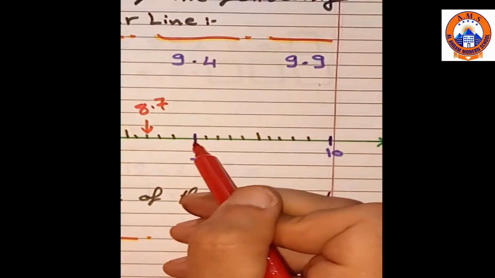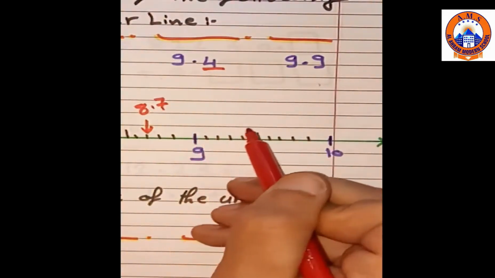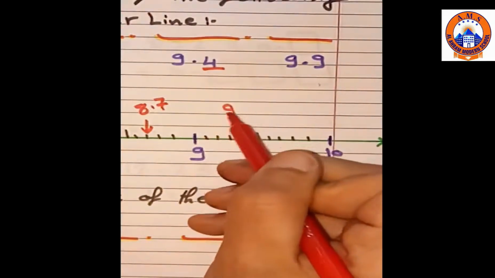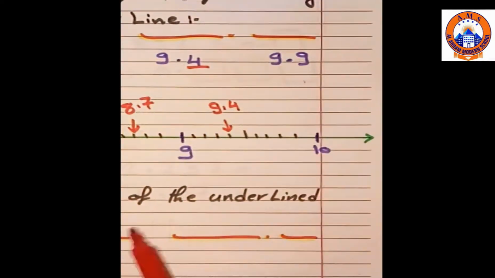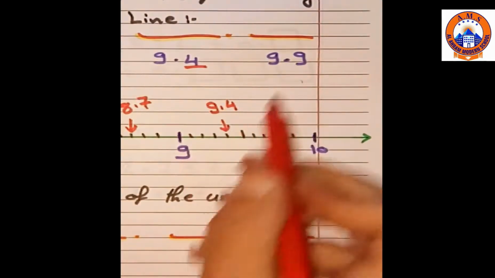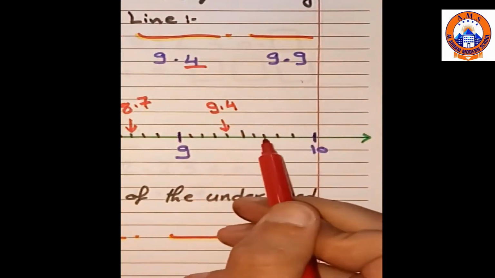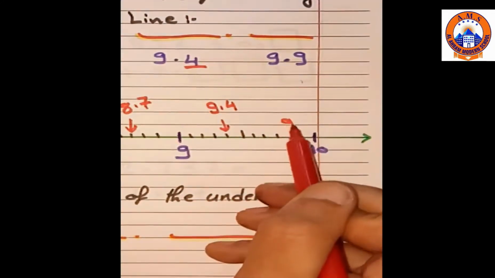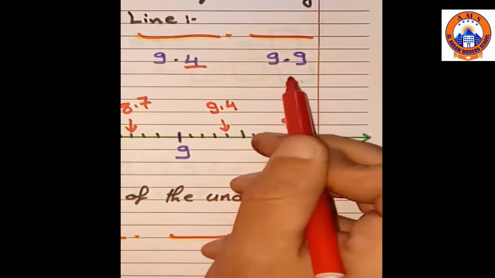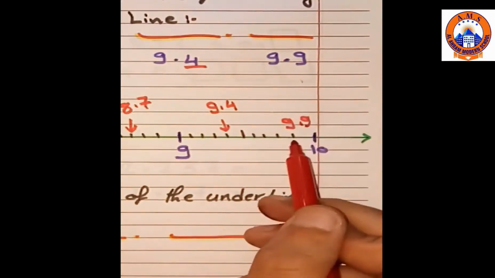We have 9.4. So starting from 9 and going 4 steps forward, 1, 2, 3, 4, here is 9.4. And the last one is 9.9, so I'm starting from 9, then I'm going 9 steps, here is 1, 2, 3, 4, 5, 6, 7, 8, 9, here is 9.9. Or this is closer to 10, so if you go back 1 step, it will be 9.9.